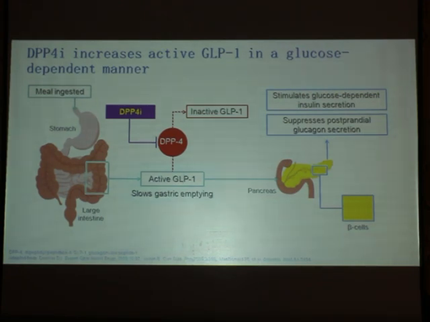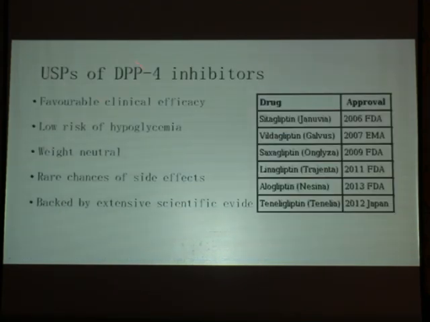This is a glucose dependent stimulation. Next one. So, what are the drugs? Dr. Tulsi sir said 2006 it was approved. Linagliptin came very close. I think in India actually they were launched almost together, if I remember it correctly. Onglyza came in 2009, then Linagliptin came in 2011, Eloglyptin 2013, and Linagliptin was launched in Japan but came soon to India. It has a favorable clinical efficacy, no risk of hypoglycemia, weight neutrality.